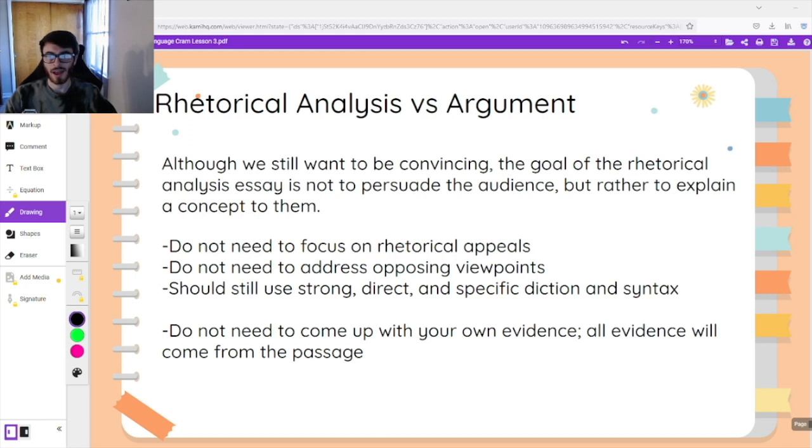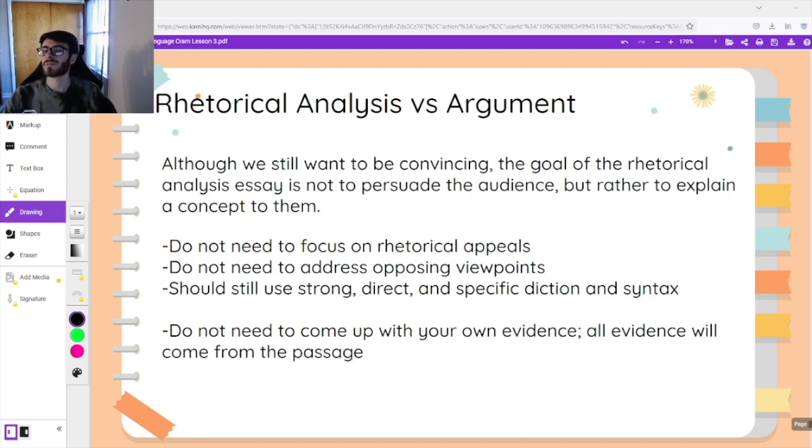Let's talk a little bit about how the rhetorical analysis differs from the argument essay. We already talked about the thesis, right? That's kind of one way that it differs. In addition to that, obviously the argument essay, you want to be persuasive. We talked about that in lesson 2. The rhetorical analysis essay, you don't necessarily need to be persuasive, right? You're not trying to persuade the audience that you're correct and someone else is incorrect, right? That your position is the right one and the other positions are wrong. You're more so trying to explain your point to them or explain a concept to them.